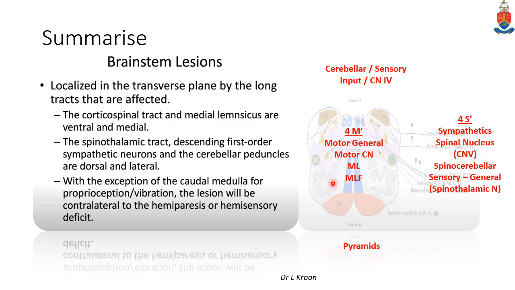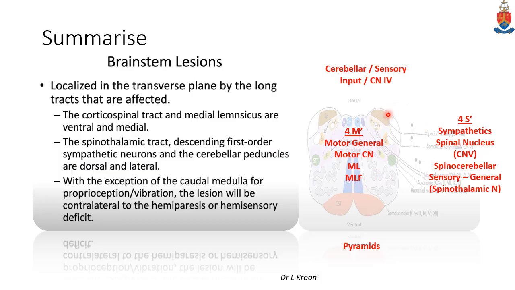And then the second step on localizing on the transverse plane would be to localize medially to laterally. So an easy way to remember this is to think of the 4 M's. The 4 M's are the medial nuclei. So you're going to think of the motor for general motor. So that would be the corticospinal tracts. Then you have the motor cranial nerves, as well as the medial lemniscus and the medial longitudinal fasciculus. The medial longitudinal fasciculus I will discuss in greater detail later on in the presentation.